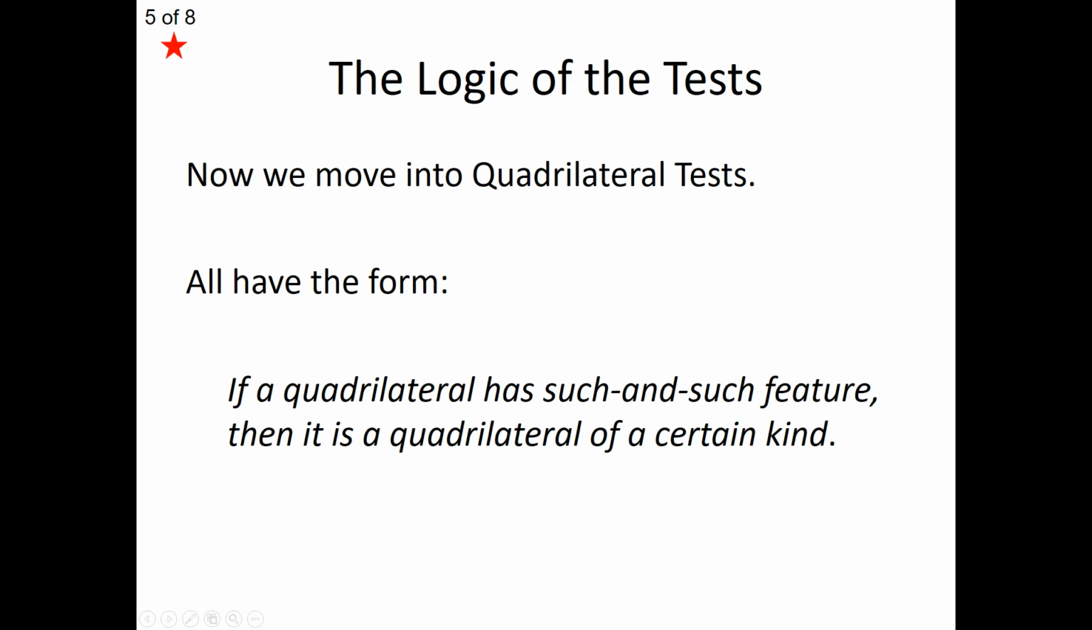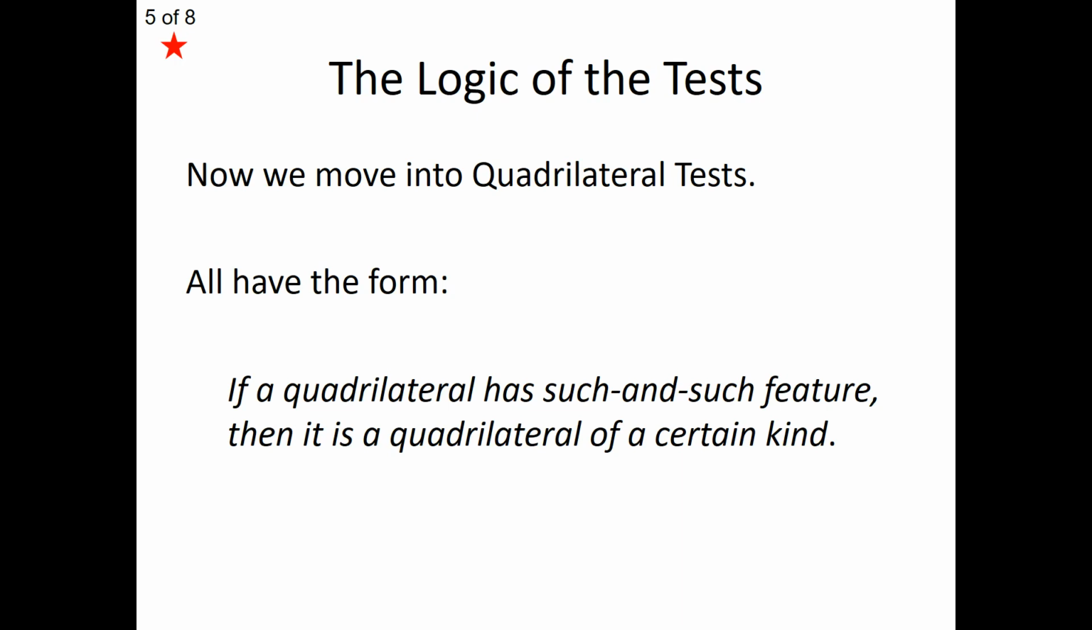Let's now finish off this lesson by looking at the logic of the tests. If we're given a quadrilateral that has certain features, then it's possible that quadrilateral is of a certain kind. Let's say we're given a quadrilateral with equal opposite angles. It's provable that it is in fact a parallelogram. And we're going to find that there are tests for our other family members: rectangle tests, rhombus tests, isosceles trapezoid tests, and all of these are provable.